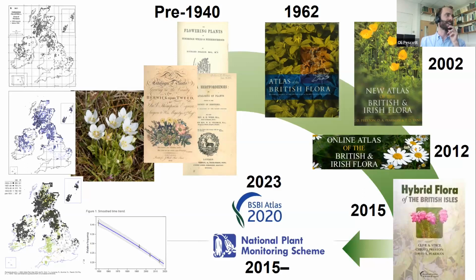Then of course the atlasing bug took hold with the first BSBI plant atlas in 1962, the resurvey towards the end of the 20th century, the new atlas published in 2002, through a couple of other initiatives, putting that online in 2012, the somewhat recherché hybrid flora in 2015. And then of course this year, I'm sure you've noticed the third national distribution maps, the BSBI Atlas 2020, but also obviously the National Plant Monitoring Scheme, which started in 2015 with some experimental years prior to that, and obviously is still running going forwards.